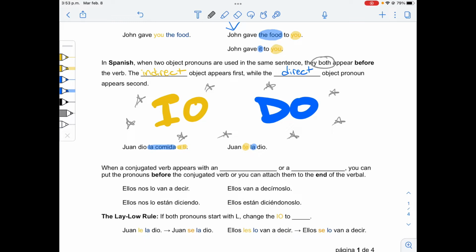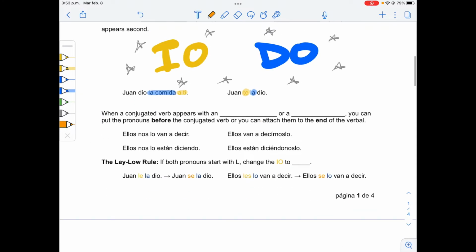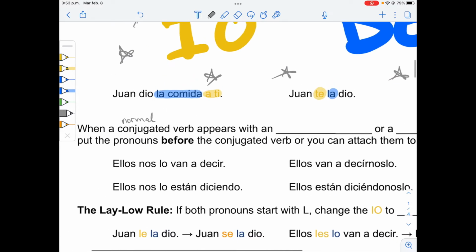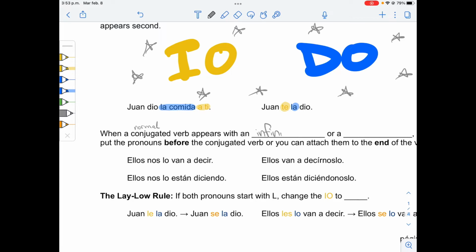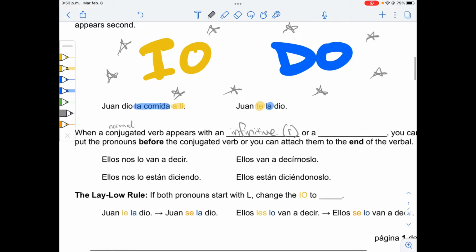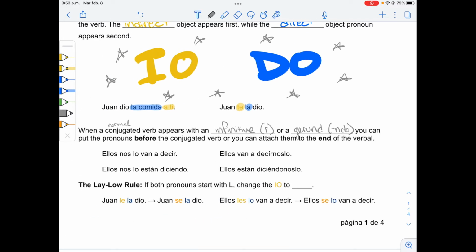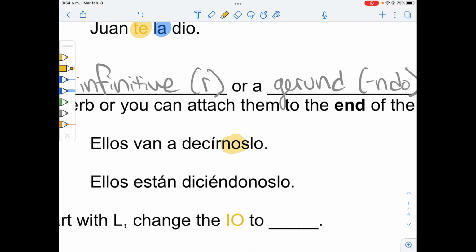But here's a fun special exception. If you have a conjugated verb, that's a normal verb, followed by an infinitive, that's a verb that ends in R, or a gerund, a verb that ends in ndo, you can put both the pronouns before the conjugated verb, or you can attach them to the end of the verbal. You can just attach them as one word, nos lo, like that. Nos lo, just chomp them at the end.